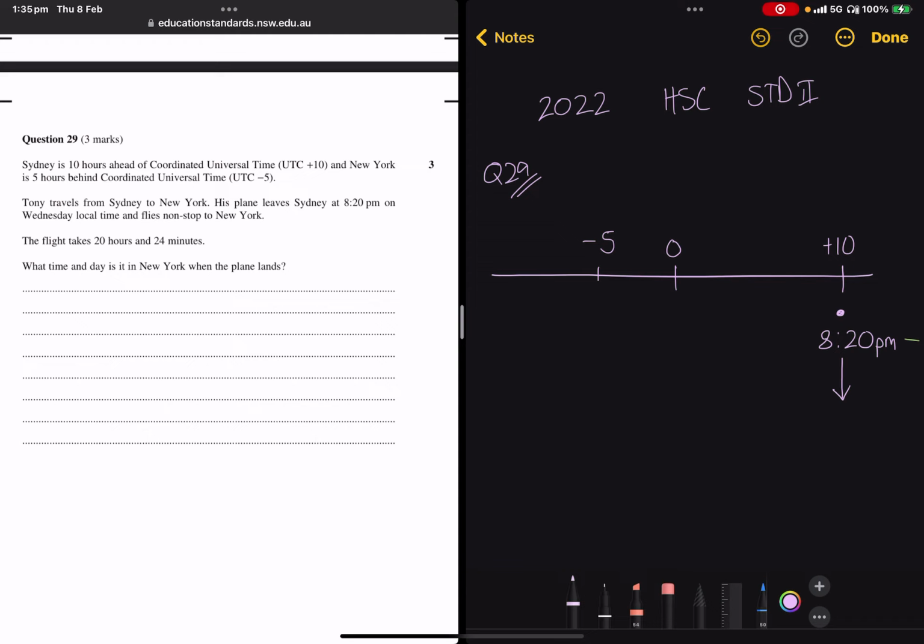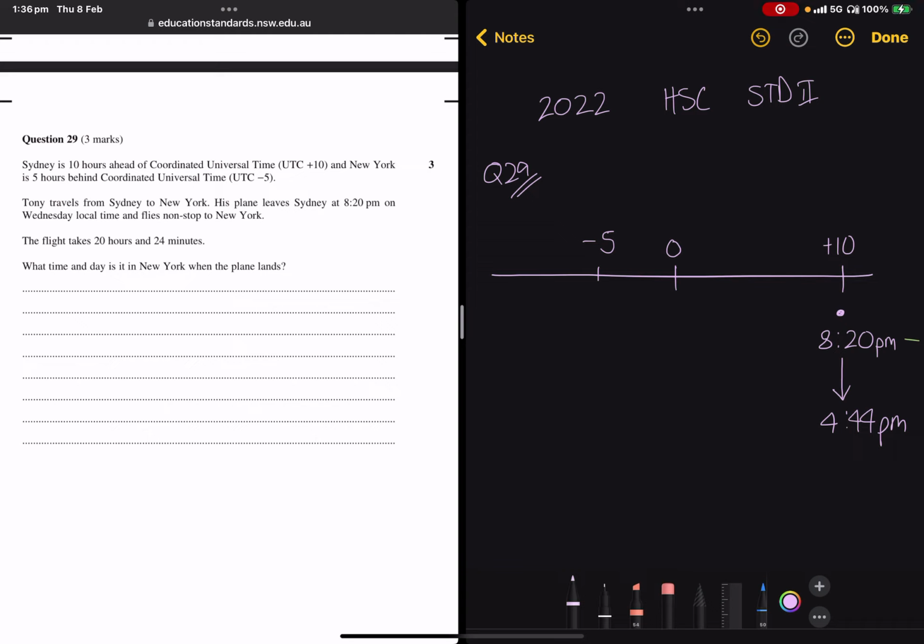This is PM. So if we add 12 hours, this will get us to 8:20 a.m. the following day. Then we need to add another 4 hours. That will get us to 12:20 at midday the following day. Then another 4 hours and 24 minutes. That will get us to 4:44 p.m. on the following day.